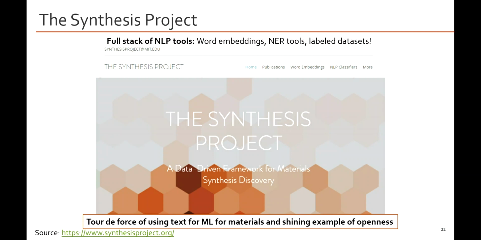So it's not only a great example of a full stack of how to go from starting with natural language text to named entity recognizers, through even machine learning models that can use that data to predict how to synthesize new materials, but it's also a really superb example of open science. So I'd really recommend taking a look at it and considering it for a number of reasons.